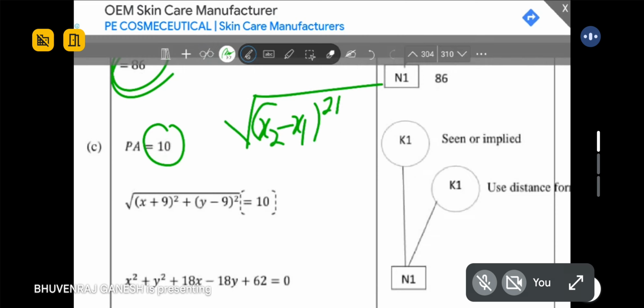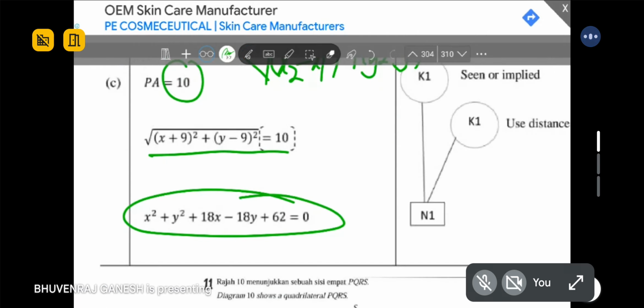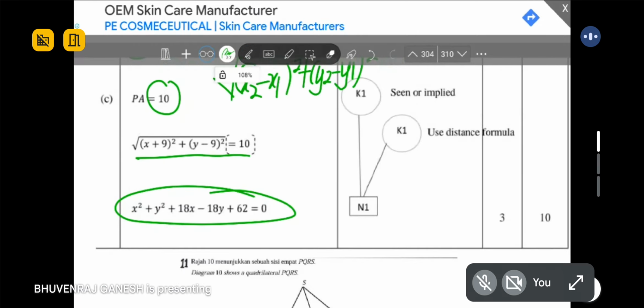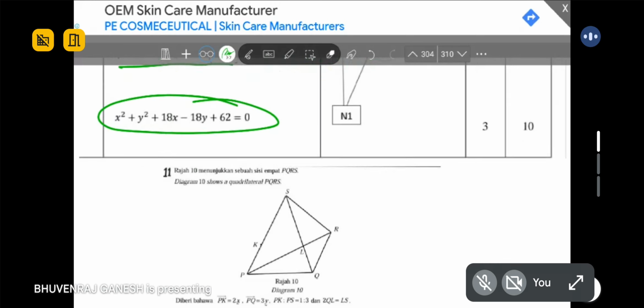Masih ingat rumus ni? This is your distance formula. So you must know this one. Okay? So then you guys just expand this one. You will get this answer. Ini adalah jawapan dia. Okay? Clear, guys? Jelas for question 10? Can? Understand? Okay, continue.